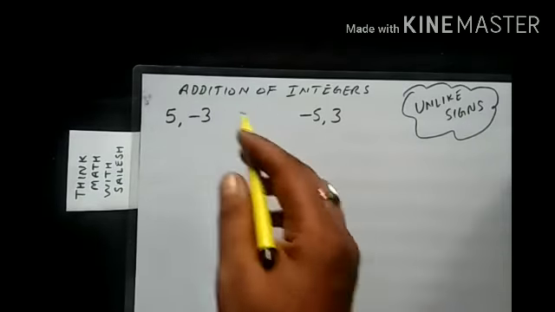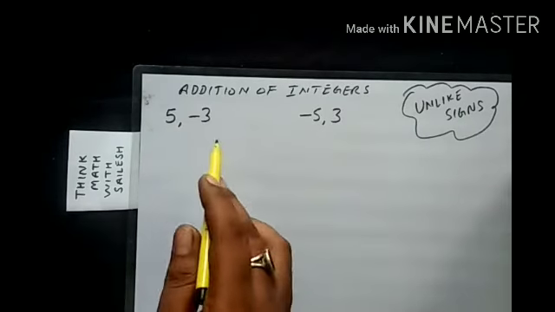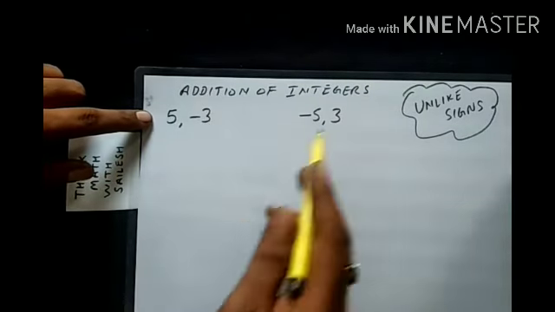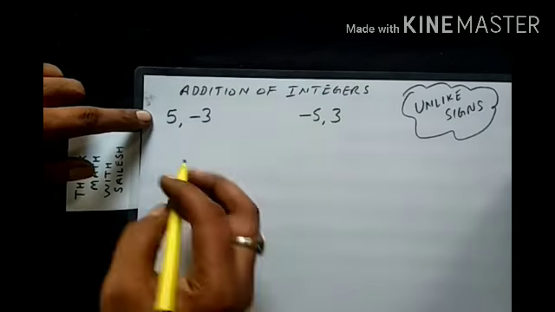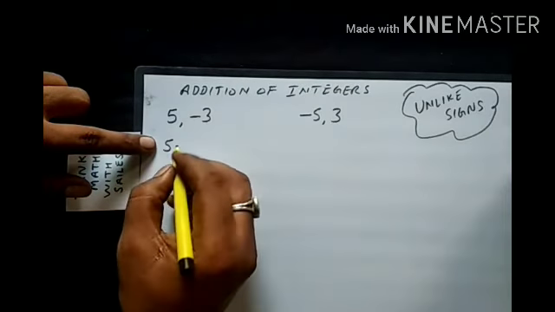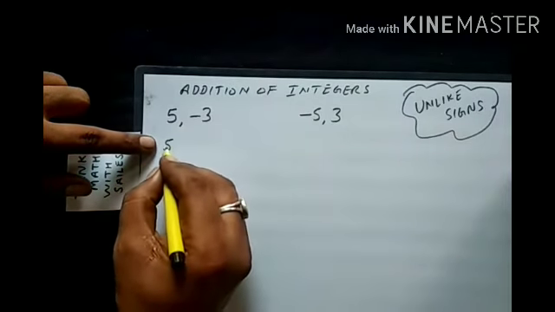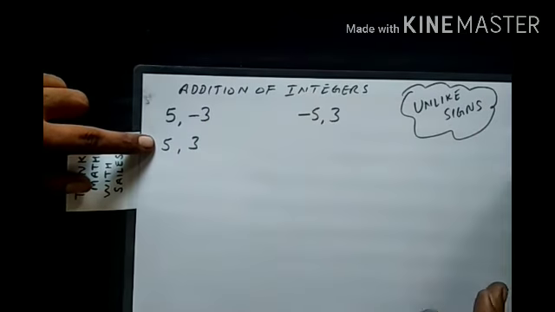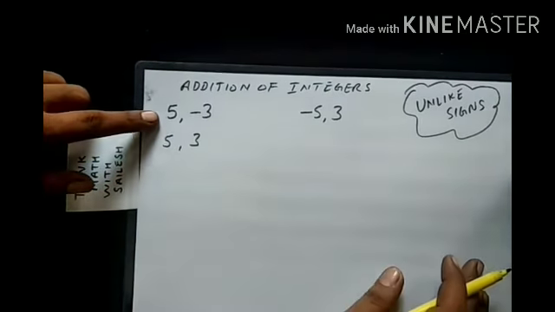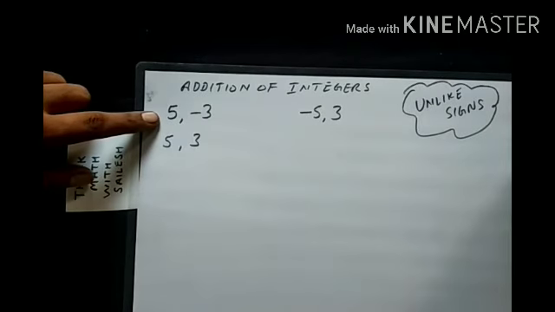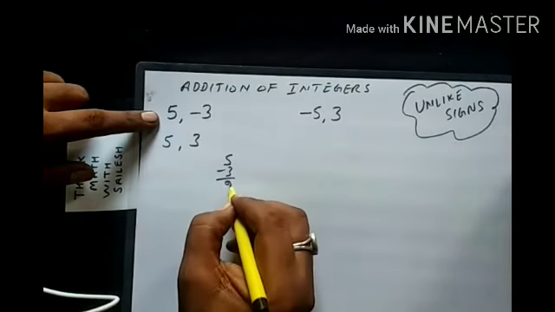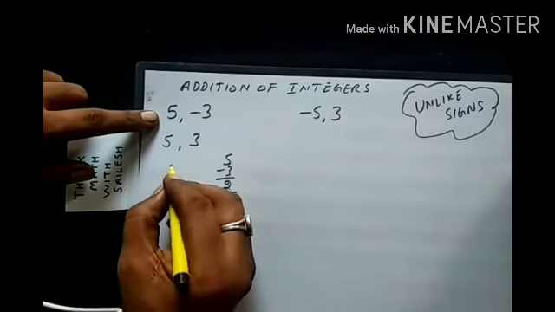Now the case is of addition of integers where the signs are not the same. So we see 5 and -3, and -5 and 3. The absolute value of 5 is 5 and the absolute value of -3 is 3. Now because the symbols are not the same, we will subtract these. 5 minus 3, the answer is 2. I will write the 2.